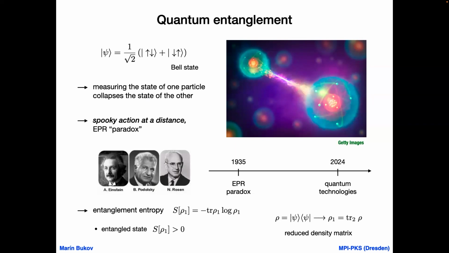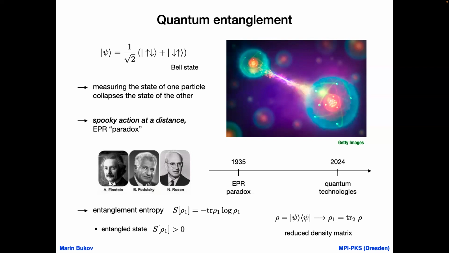However, if you fast forward about 100 years, in 2024, we're at the verge of essentially making quantum technologies work, and the basic building block, or one of the basic building blocks for quantum technology, is exactly quantum entanglement. So how do we quantify entanglement? Let's say that we have an initial state like this psi. What I can do is I can trace out, say, the second qubit. I'm going to be left with the reduced density matrix rho 1 of the first qubit.